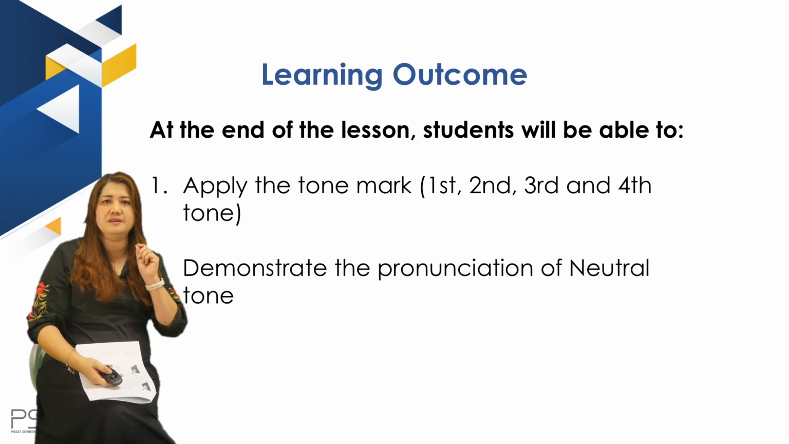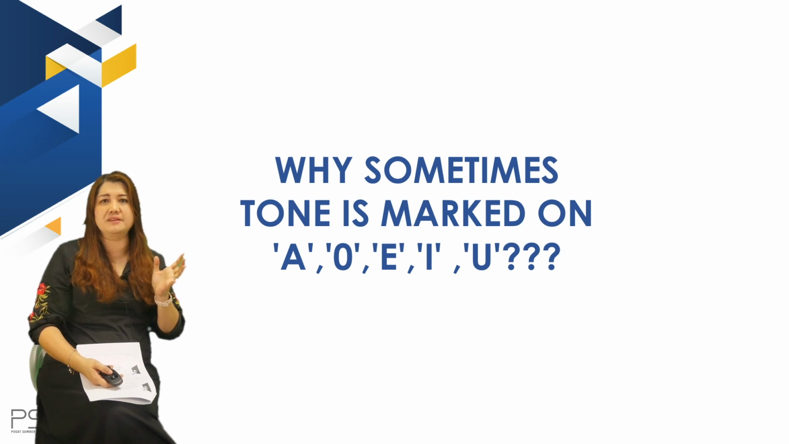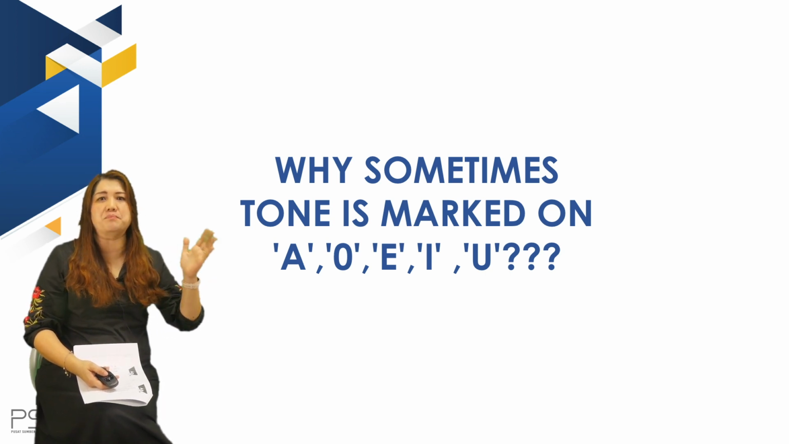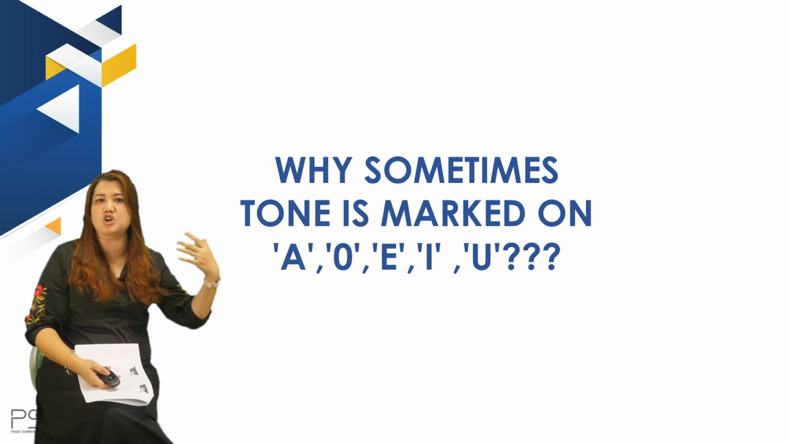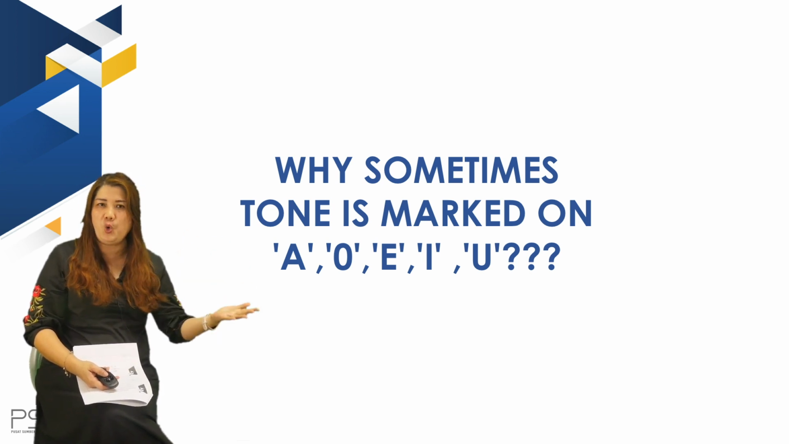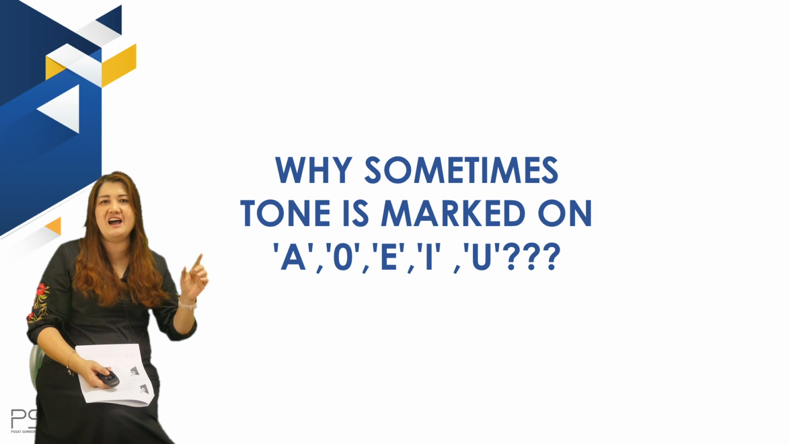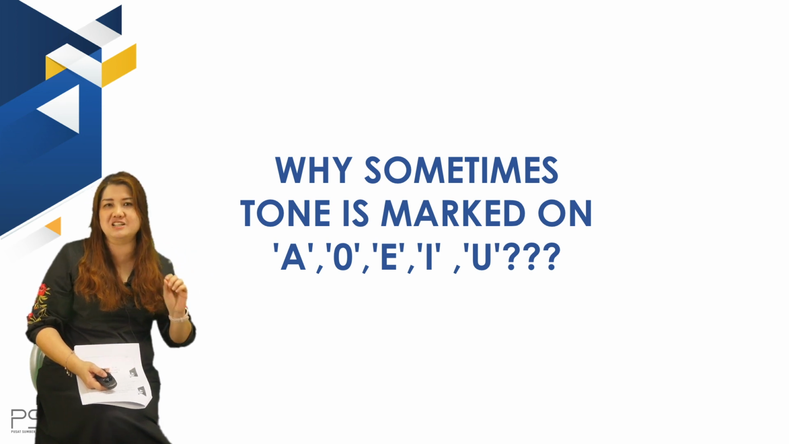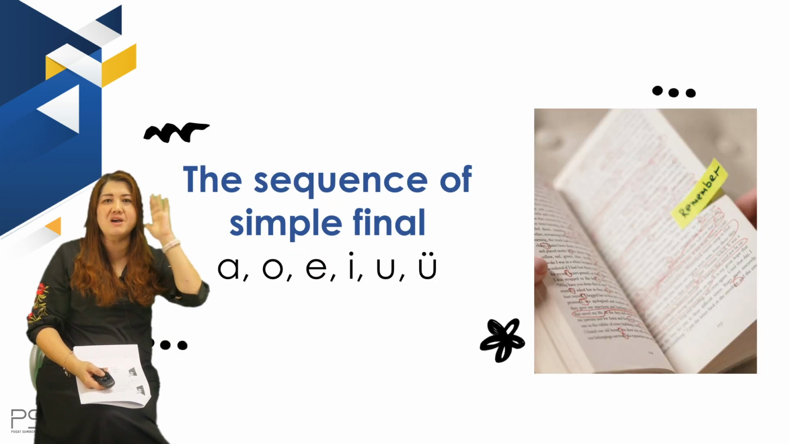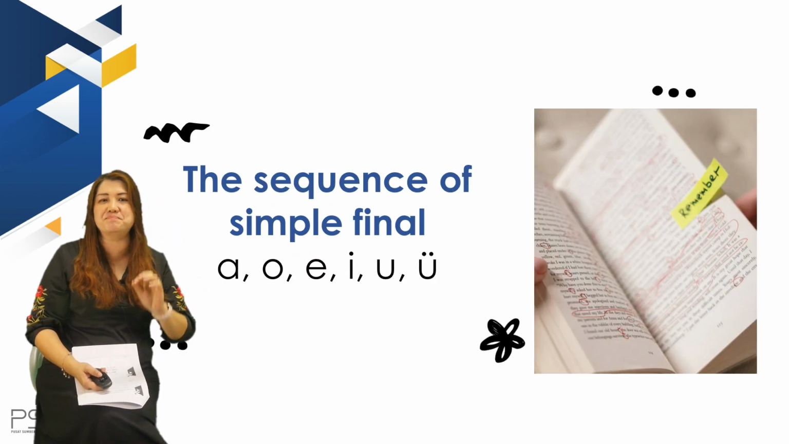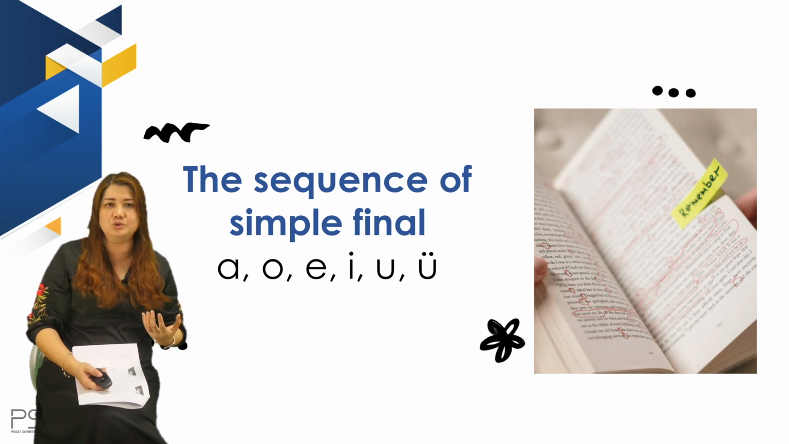Sometimes people question why the tone is marked on top of the A, on top of the O, on top of the E, I, or even U. Before that, I would like you to follow me closely. First, I want you to try to memorize the sequence of simple finals. We have learned this before, but when we want to learn how to apply the tones, we have to remember this sequence.